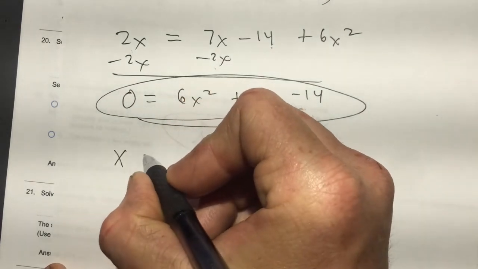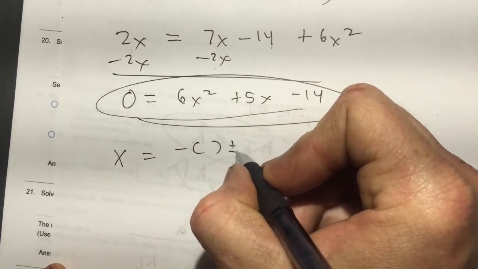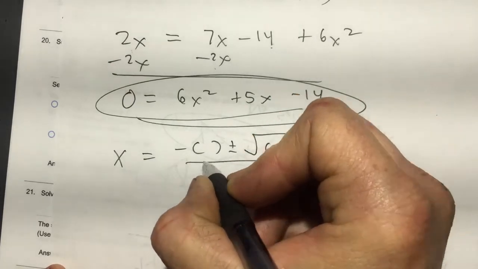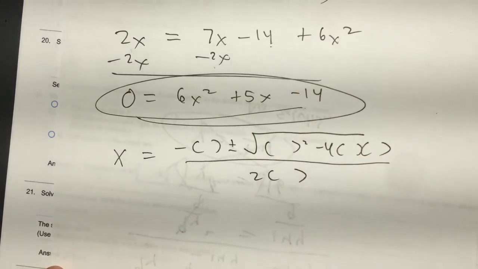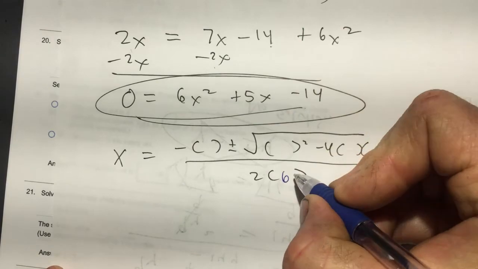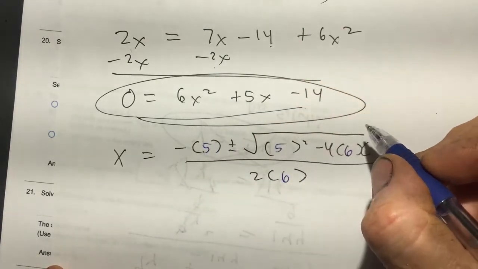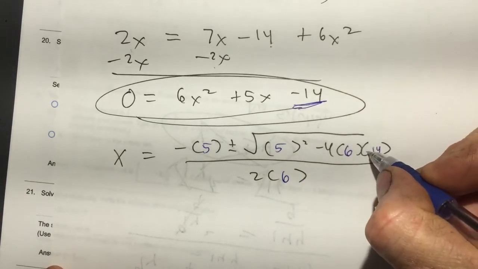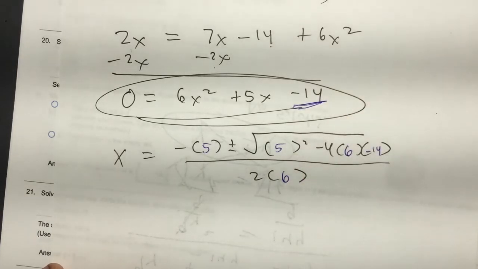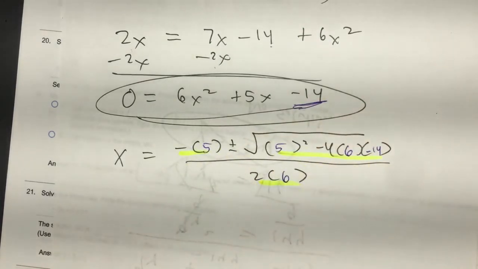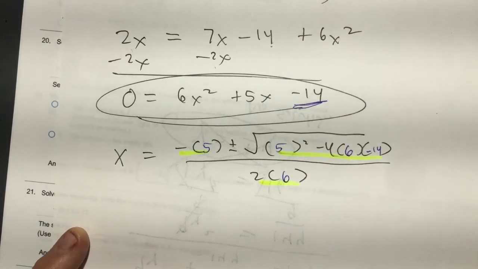All right. X equals negative b plus or minus the square root of b squared minus 4ac all over 2a. All right, my a is 6. 6 goes here and here. My b is 5. 5 goes in there and there. Here's my c right there, negative 14 at the very end. Okay. And then, of course, you remember, we got 1, 2, 3 things. Y'all are probably going to be doing this in your sleep. We've done it so much.